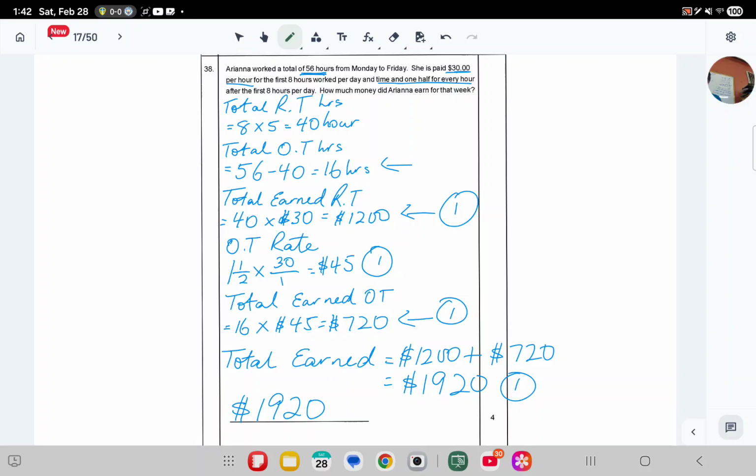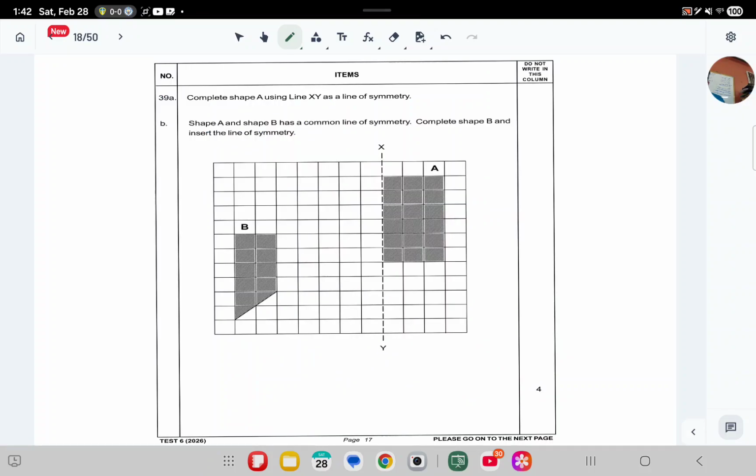Alright, and that's how the marks are awarded. Moving on now to number 39. They said complete shape A using line XY as a line of symmetry. Alright, so we know it have 1, 2, 3, 1, 2, 3, then 1, 2, 3, 4, 5, 6. 1, 2, 3, 4, 5, 6. Alright, this shape is shaded, so I would shade the shape here also.